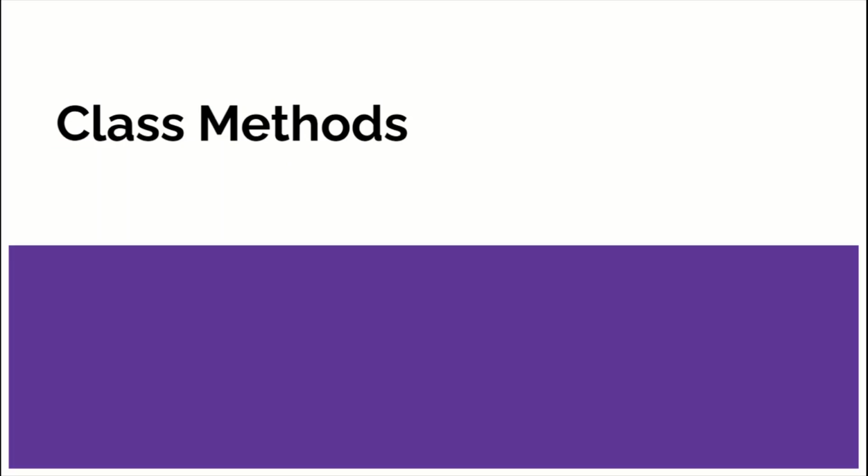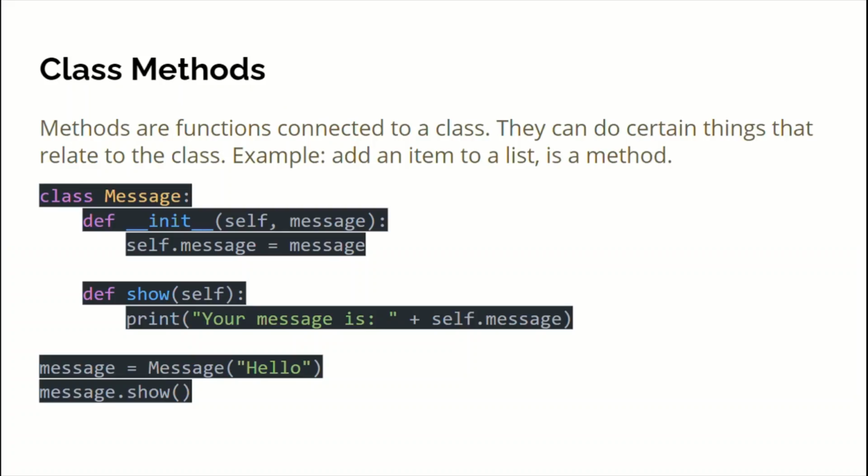Next, we'll be learning about methods in classes. So methods are functions connected to a class. They can do certain things that relate to the class. An example of a method is adding an item to a list. Now let's take a look at an example in Python code.